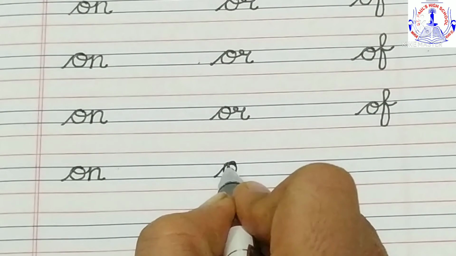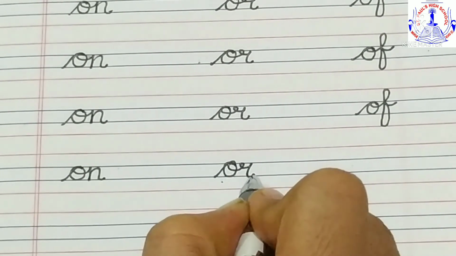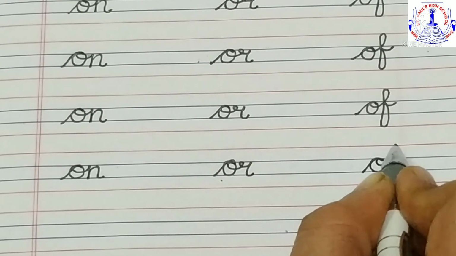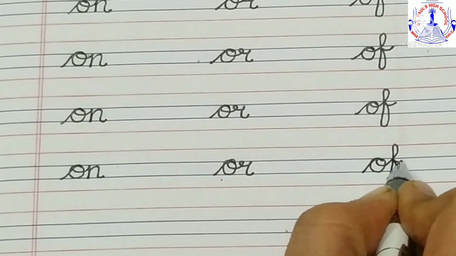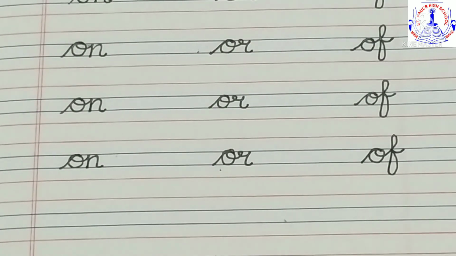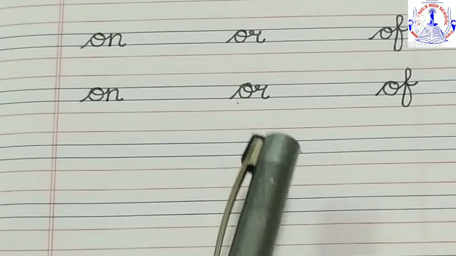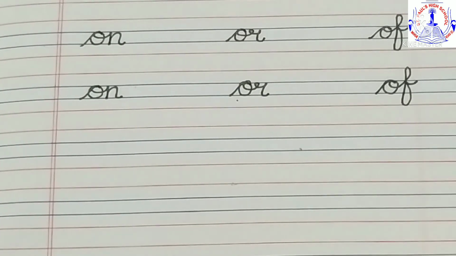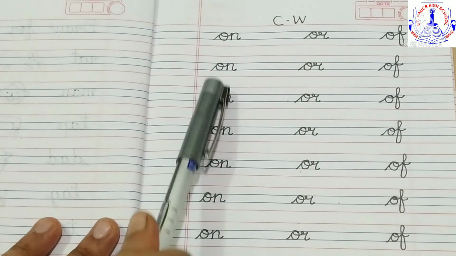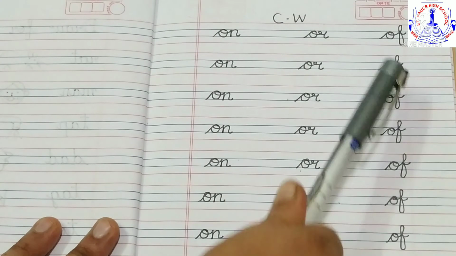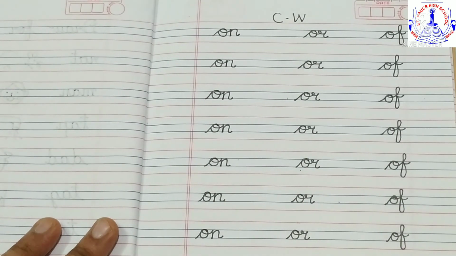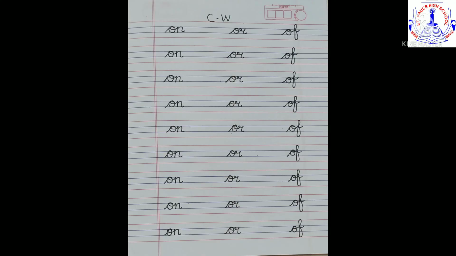O, R, or. O, F, off. This way we are going to write one below the other, very neatly. You can see how it is written. The same way you are going to write and complete the page.